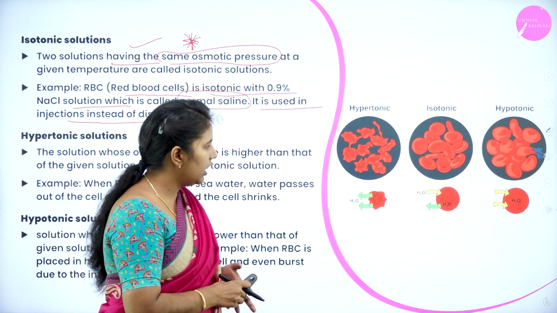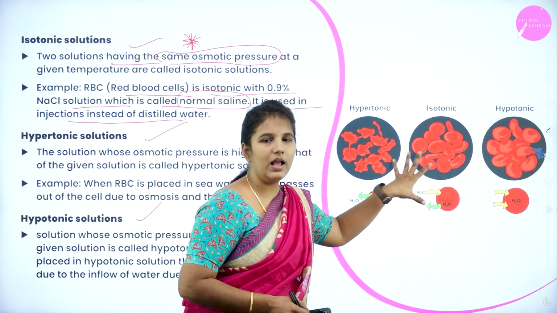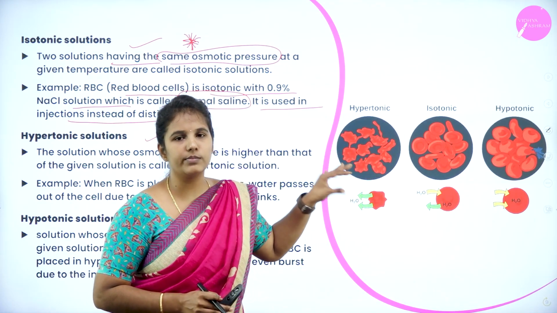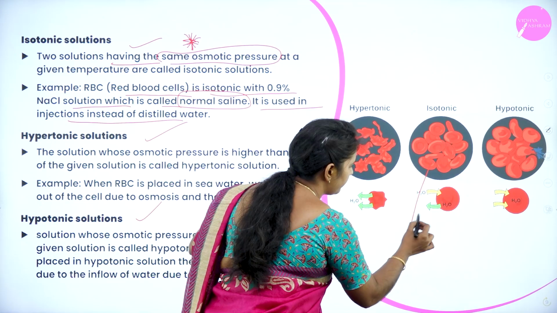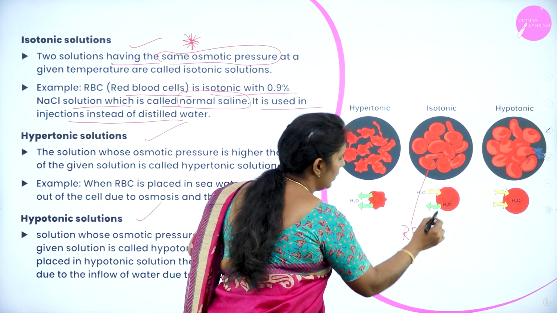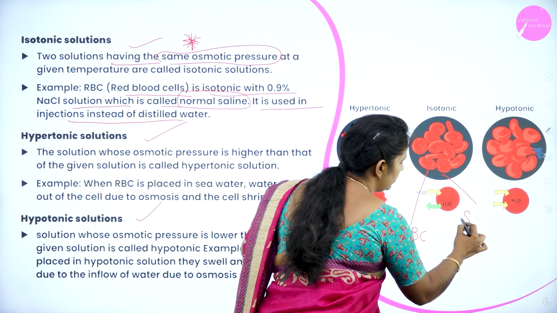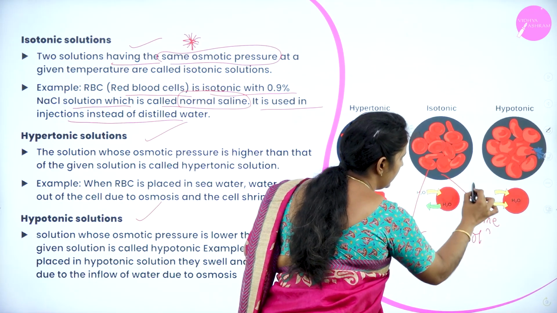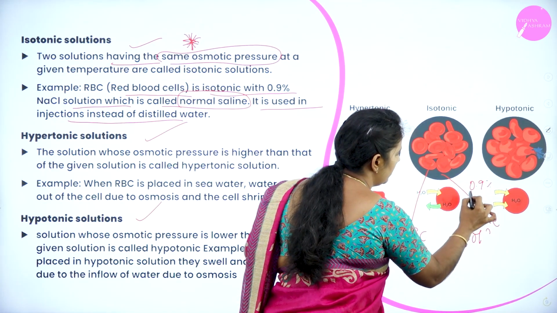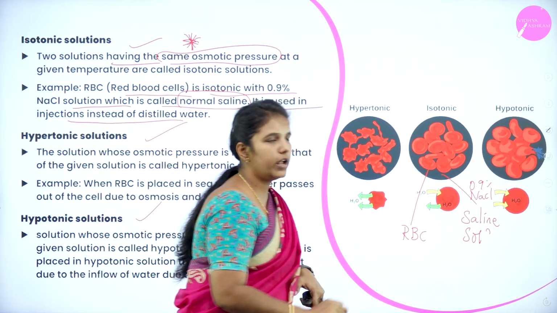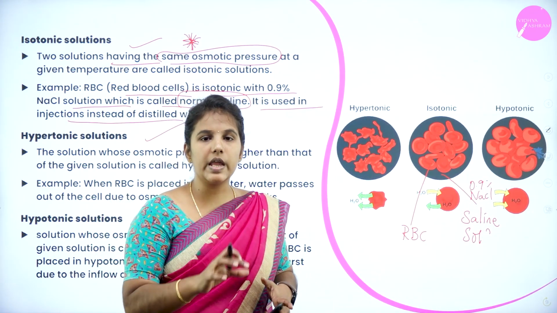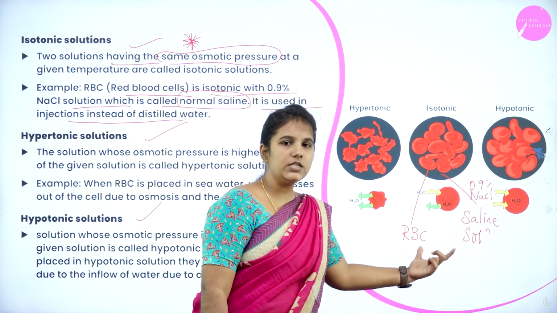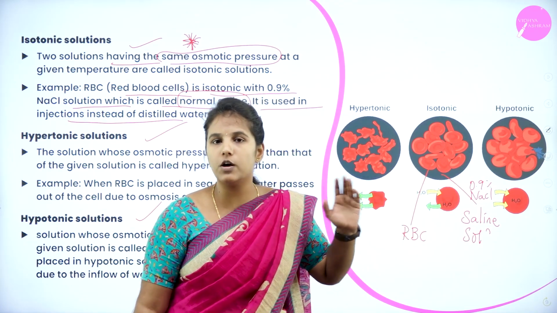If you see this picture, you can clearly understand that this is an example of red blood cells kept in a saline solution, that is, normal saline solution. This is a red blood cell which has been kept in normal saline solution, that is nothing but 0.9% sodium chloride. So if you keep these red blood cells in a normal saline solution, no osmosis will be taking place.